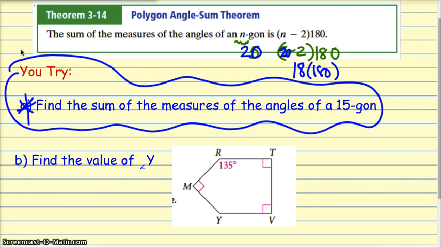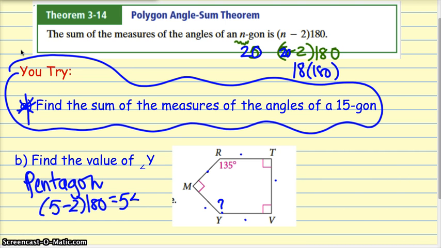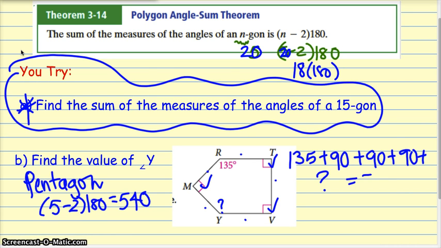Find the value of angle y. Angle y is down here and we don't know what it is. Recognizing that it has 1, 2, 3, 4, 5 sides, it's a pentagon. The formula tells me that if I take the number of sides minus 2 times 180, it gives me how much all of them equal. So if we take 135 plus 90 plus 90 plus the other 90 plus the unknown, it should all add up to 540. So the 5 angles add up to 540. Go ahead and add them up and then subtract them to figure out the measure of angle y.